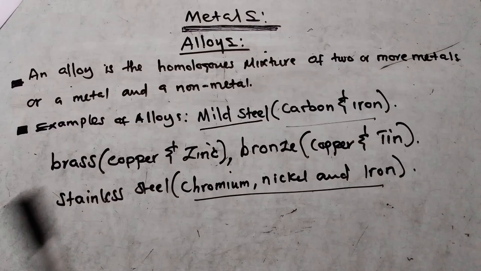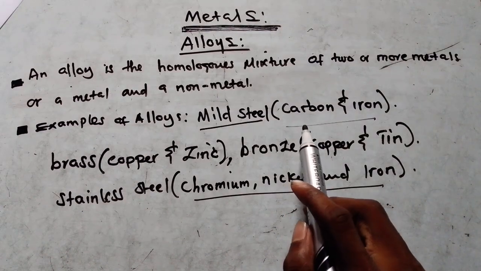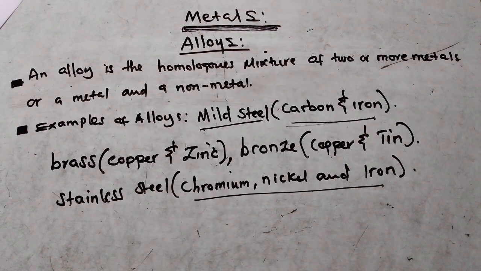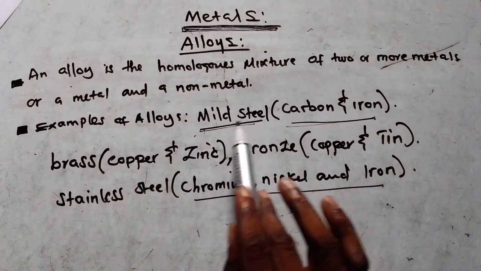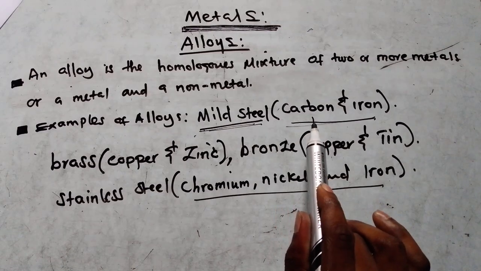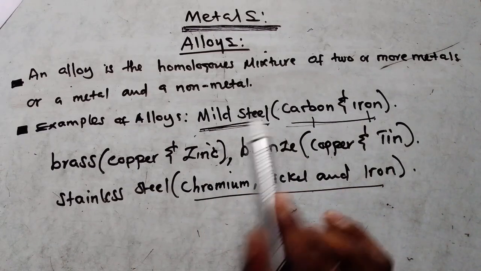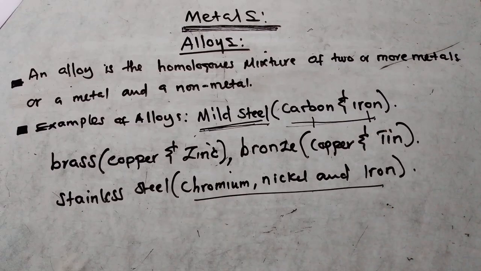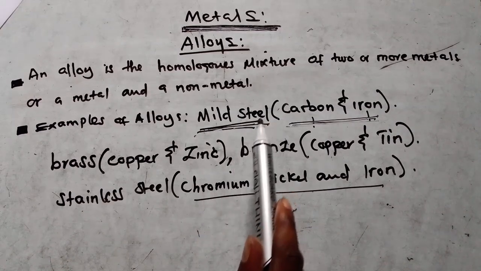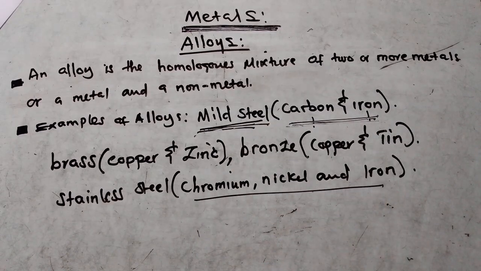So guys, under alloys, it's very important to know the components or the elements that form each alloy. For example here, mild steel. It's very important for you guys to know that when you combine carbon and iron, you form mild steel. Because in an exam, they can ask you to mention two elements that make up mild steel. You need to know to say it's carbon and iron.